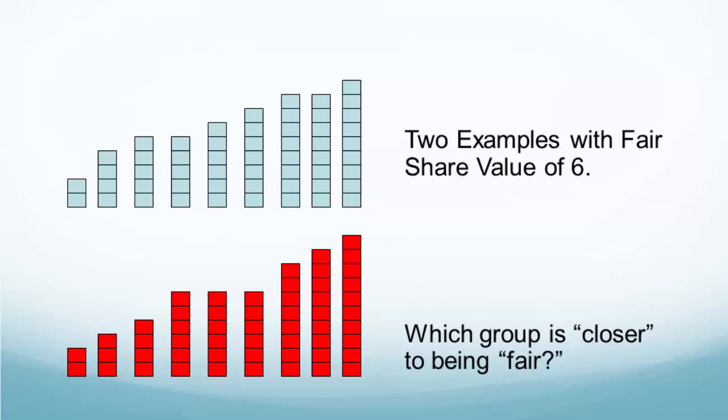Right, right. Now, what's interesting is a lot of the students will actually look to see, does one of the distributions have more stacks that are of size 6? Which one of the distributions does? That's the red one. And they'll tend to choose that one. Well, that one has more stacks of size 6, therefore it's closer to fair. But that's kind of what I call looking at it in terms of a how many approach. How many stacks are of the fair share value of 6?